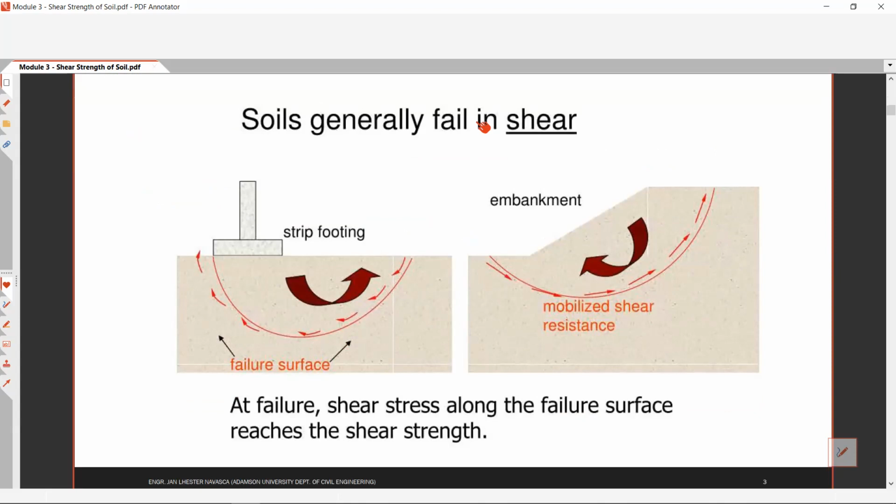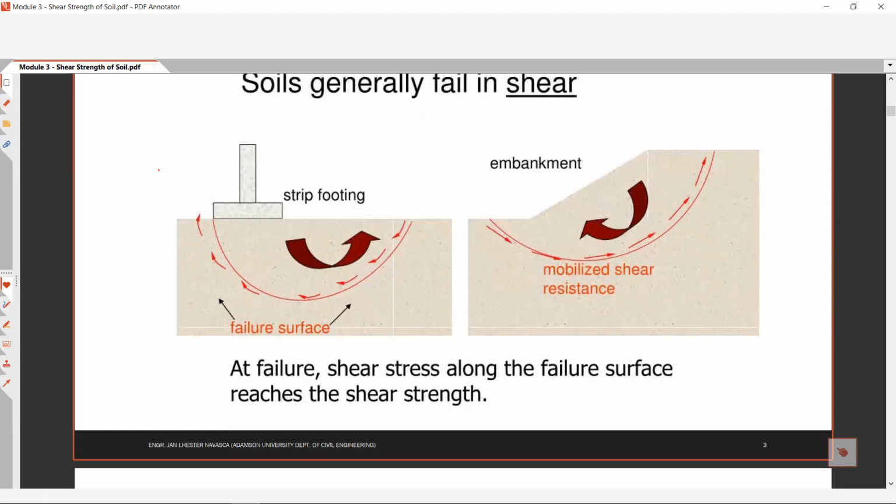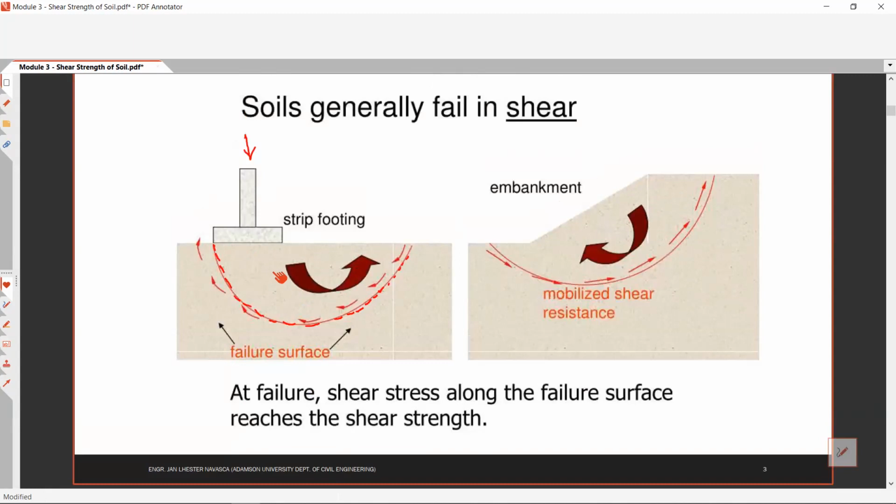For example, we have a strip footing or an isolated footing. After applying a load on top, magge-generate ng failure surface na ganito. This one is what we call the failure surface. So ito yung line na kung saan maaring magkaroon ng failure in shear. So this one is what we call the failure surface.